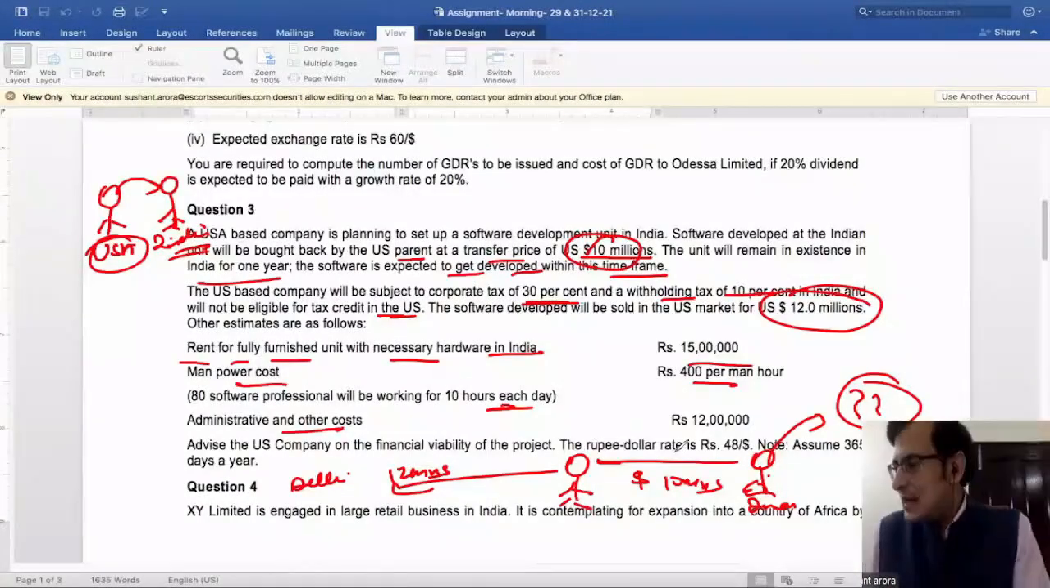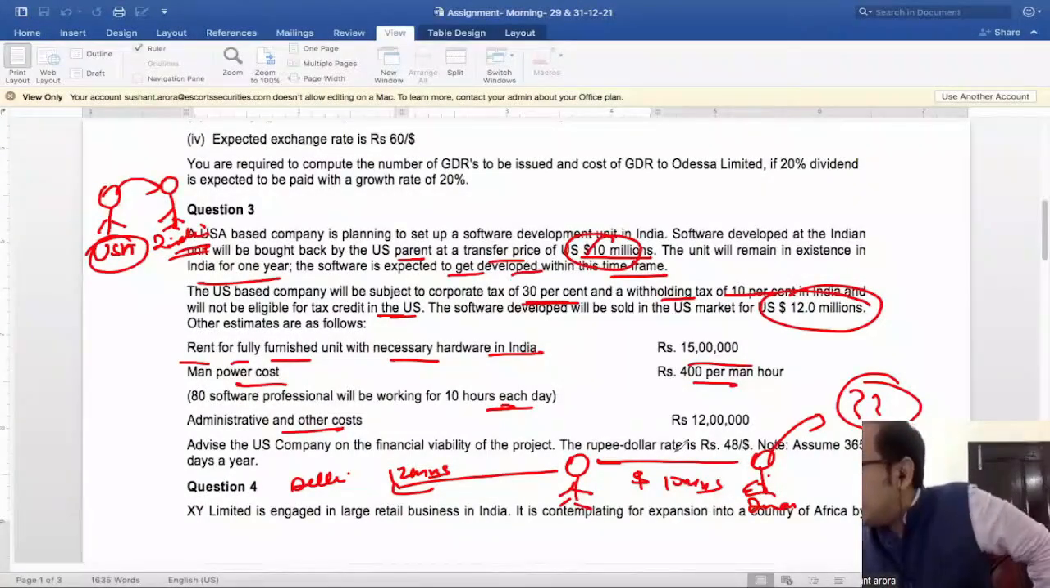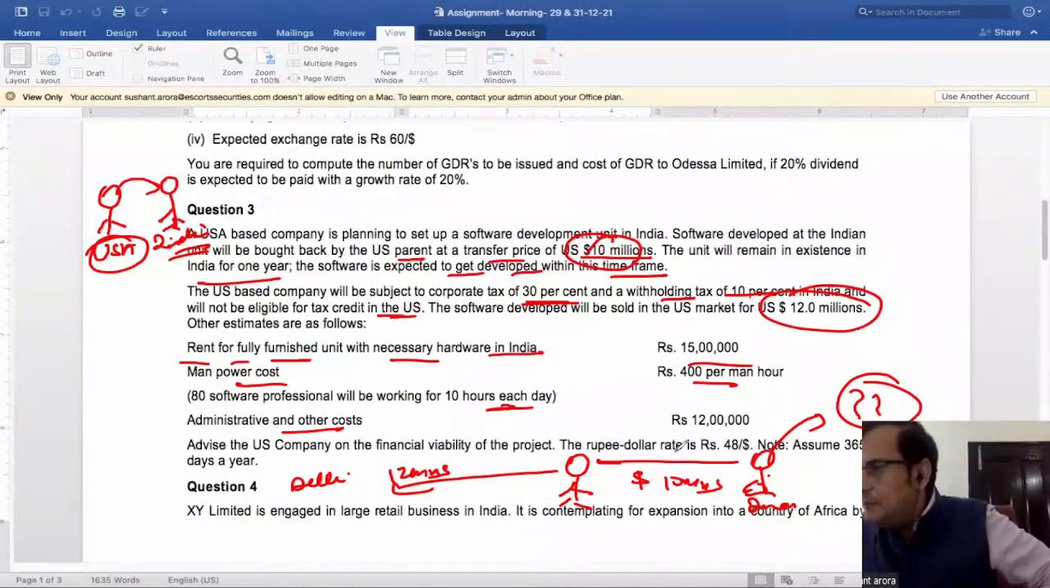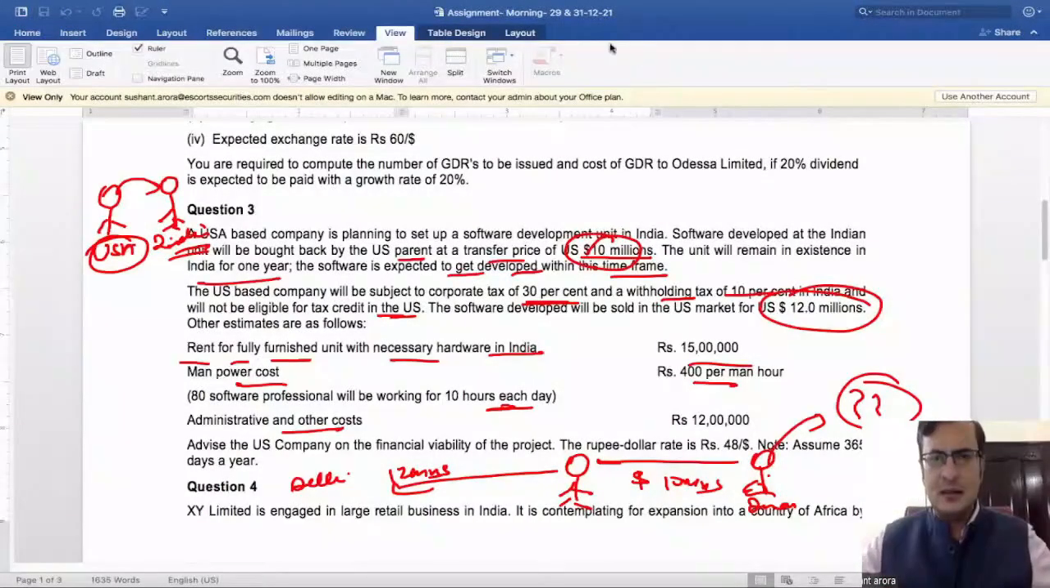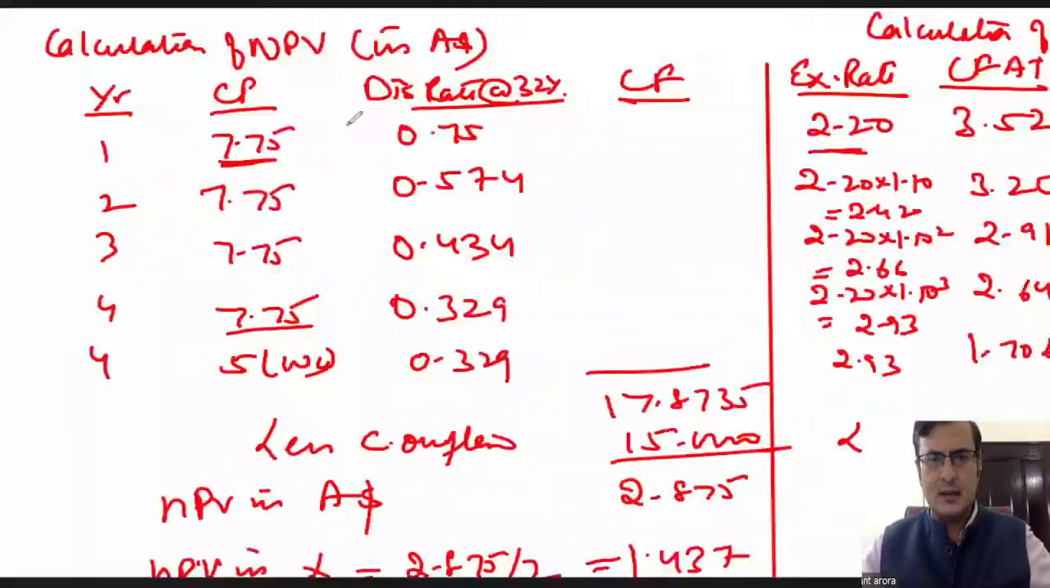Any doubts? Yes, Iram. Sir, how is CFAT after taxes calculated? I think you're asking about the previous question, right, Saira? Okay, let me solve your query. Is it there? Oh, thank God, it's still there.